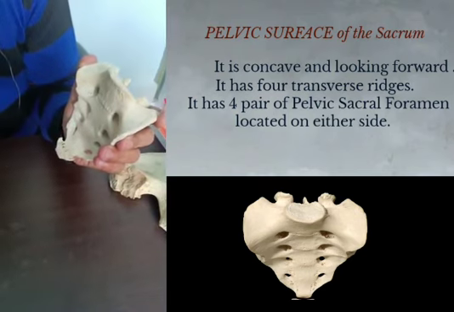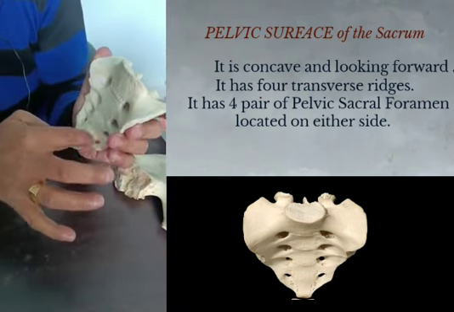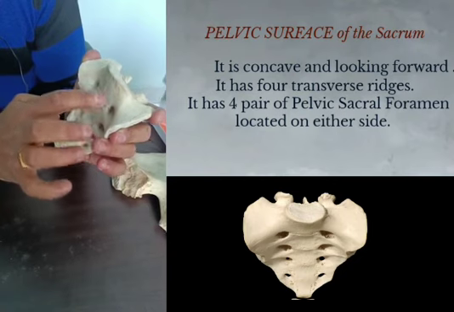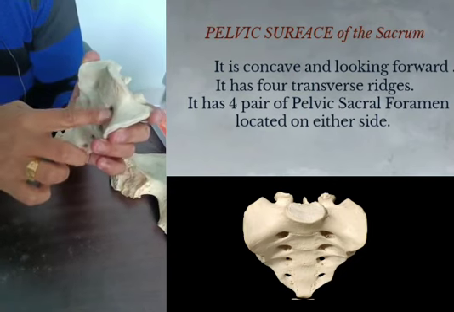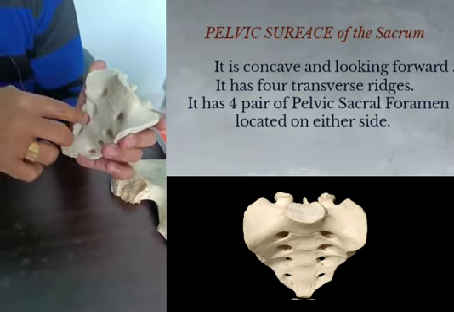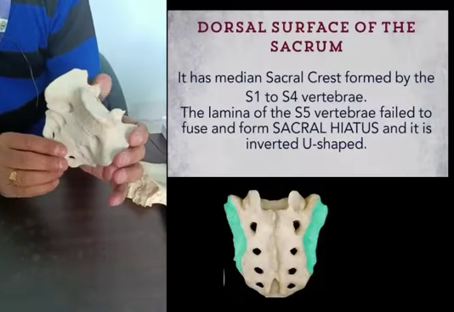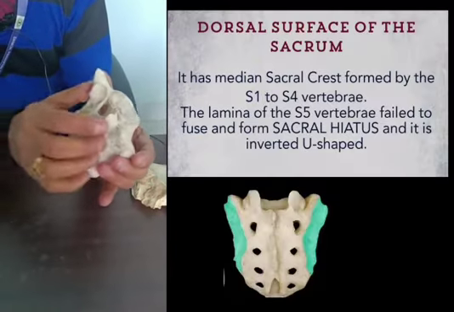One more thing is the pelvic sacral foramina. On either side, 4 pelvic sacral foramina are there. These are the pelvic sacral foramina. Next, we can move to the dorsal surface. This is the dorsal surface.